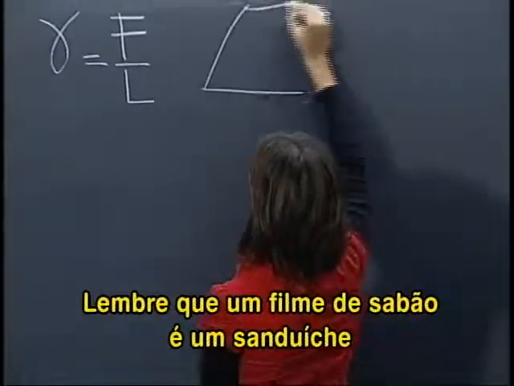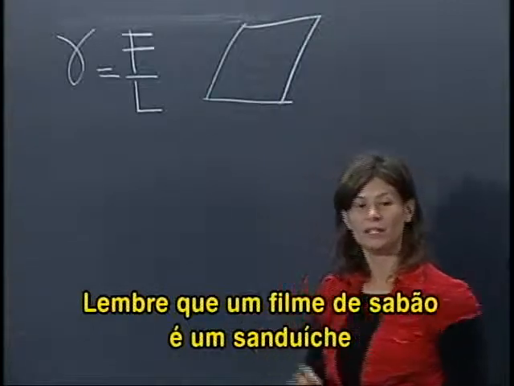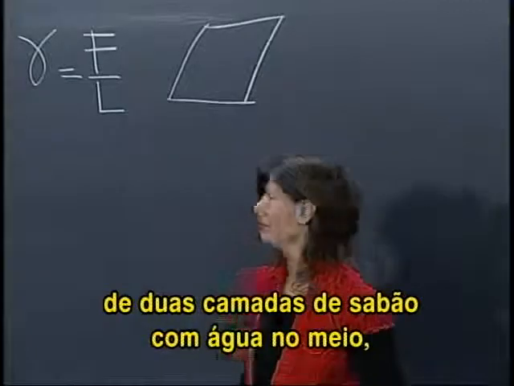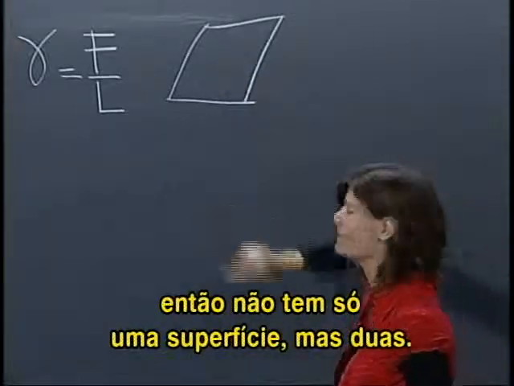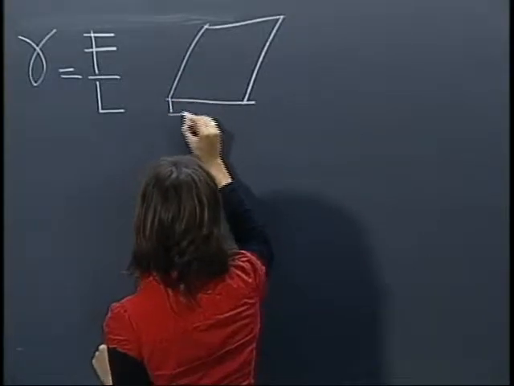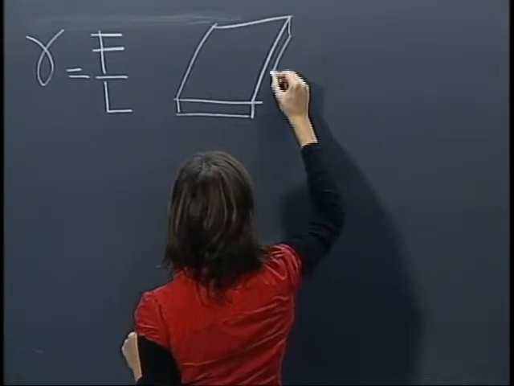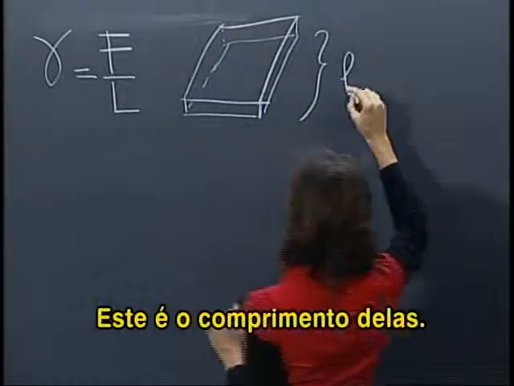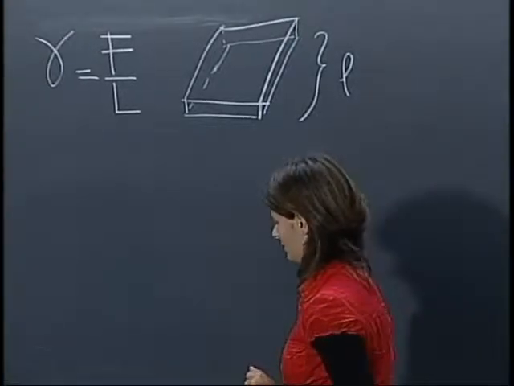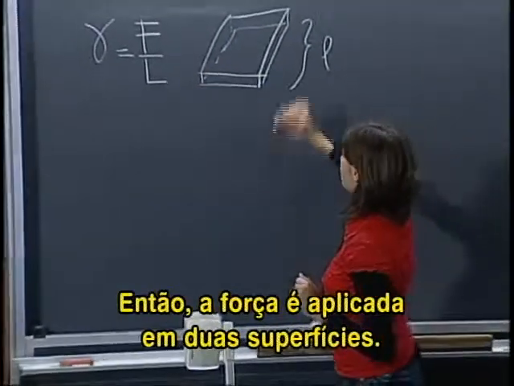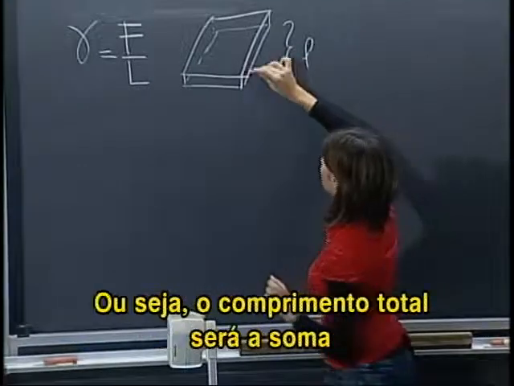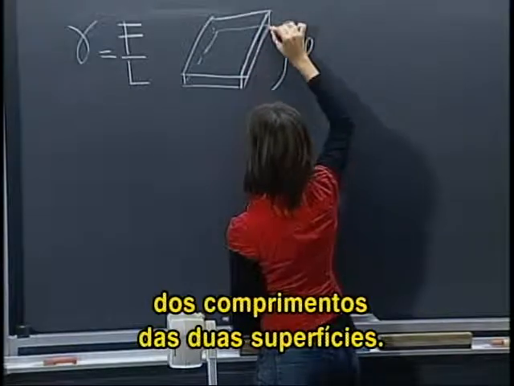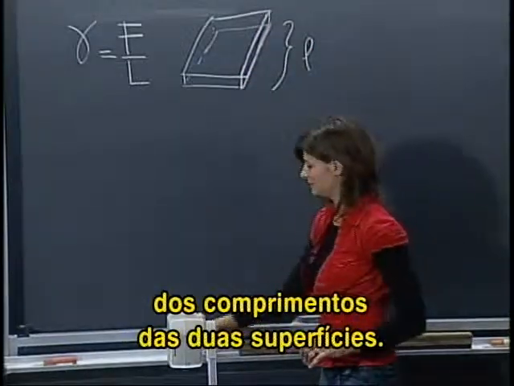You remember that a soap film is actually a sandwich of 2 soap layers and water in the middle. So we don't have just 1 surface, but 2. Here is the second one, and this is its length. So when we apply the force, we apply it to 2 surfaces. This means that the total length will be the sum of the lengths of the 2 different surfaces.